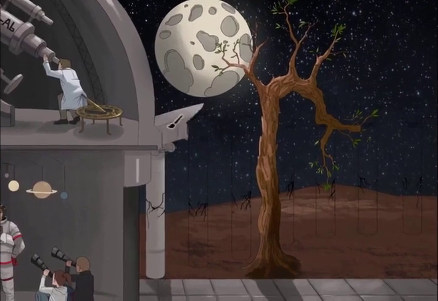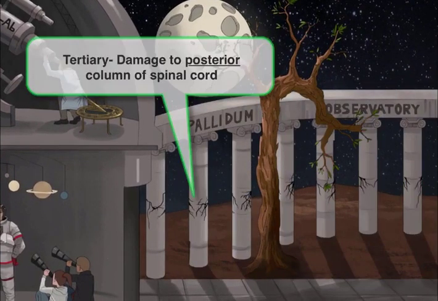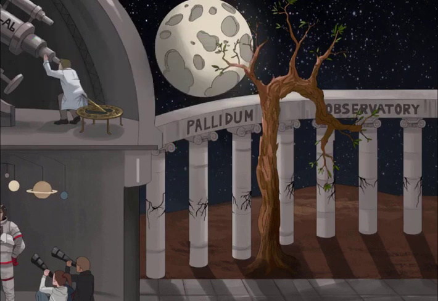So to represent damage to the posterior column of the spinal cord, we'll add some columns here in front of the Pallidum Observatory. Notice the columns are in the back of the picture, so these are posterior columns that we're showing are cracked and damaged. Along with this spinal cord damage, you can also see some ocular effects.